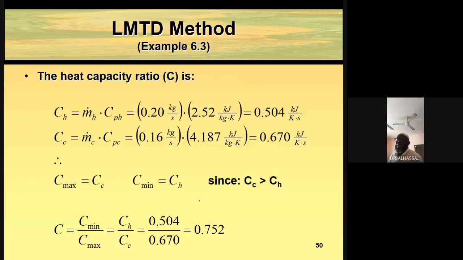Now let us see our capacity ratio. Before we calculate the capacity ratio, we have to calculate the heat capacity. The heat capacity for the cold is this, for the hot is this. So now this is the C minimum, and C maximum is this. So the capacity ratio equals C minimum divided by C maximum, which is this.